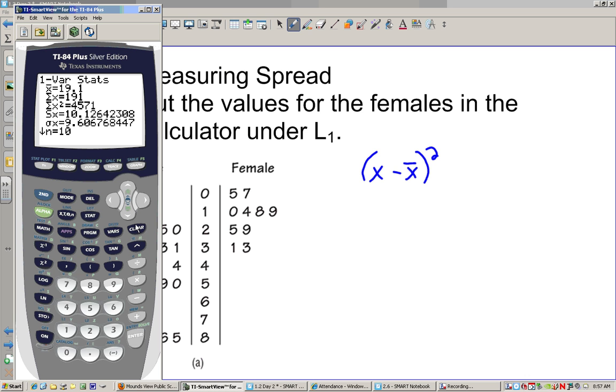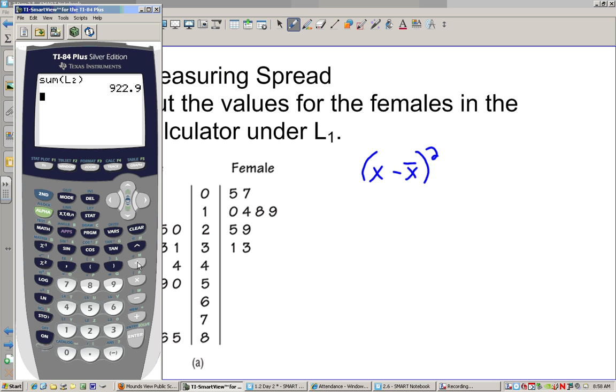Now what our formula tells us to do is sum them all up. So to do sum, we hit second, stat, move over to math. Sum is number 5. We're going to sum up L2, and that's the sum of those values, which was the numerator of our equation.